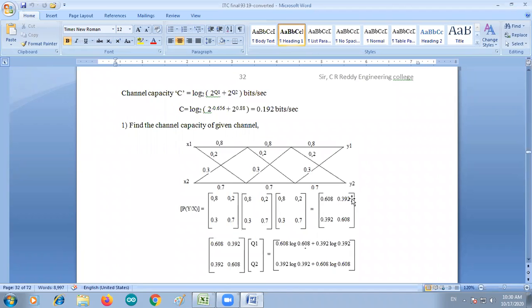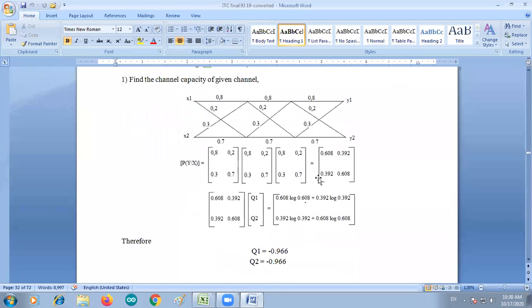Then the resultant channel is 0.608, 0.392, 0.392, 0.608. So this is the overall transition matrix. Everywhere you can see that the row sum should be unity. Only then is it a valid channel. If not, the channel does not exist. The row sum should be unity. Now the overall channel is this, the multiplication of the 3 individual channels.